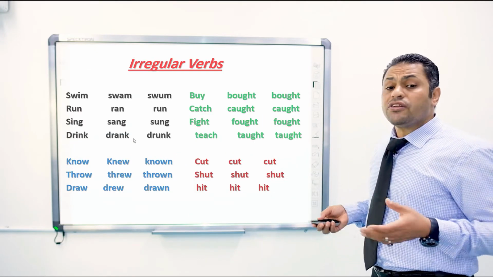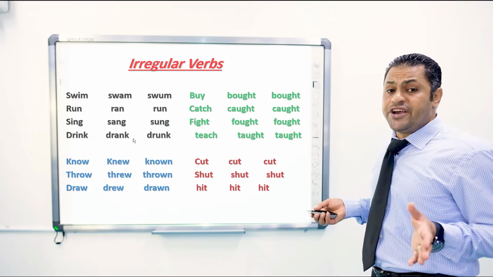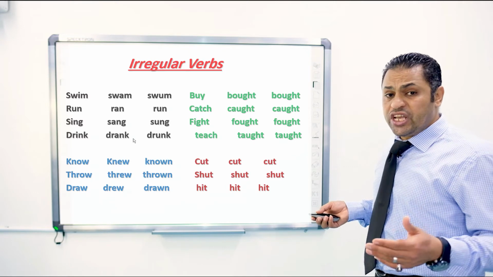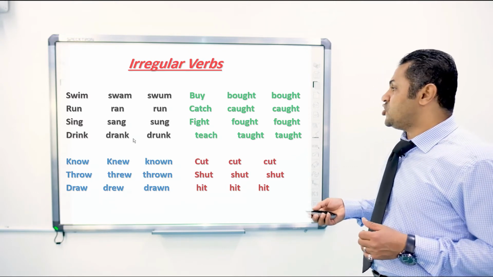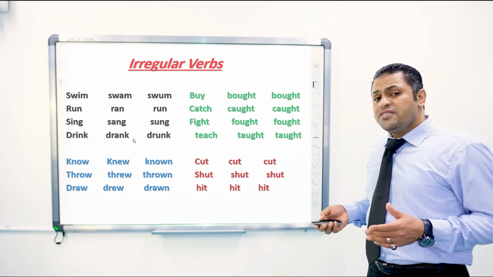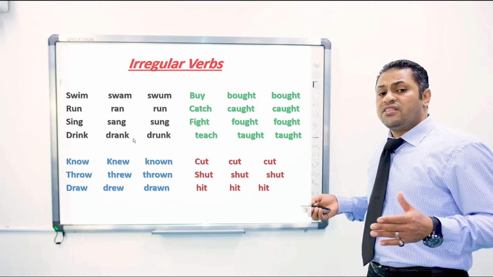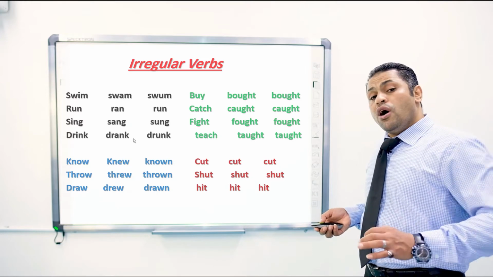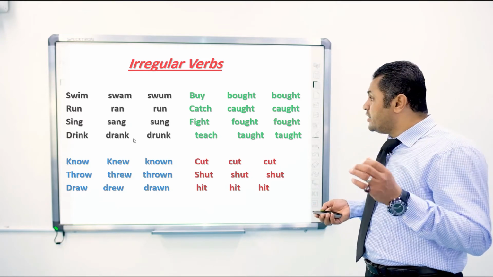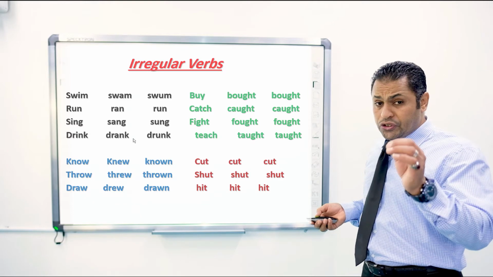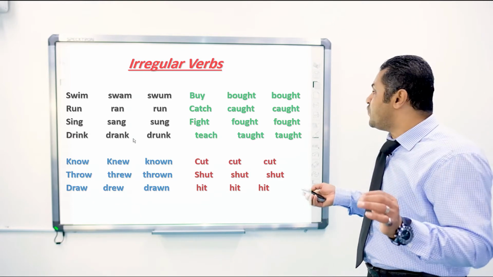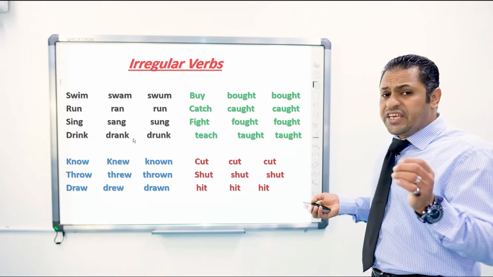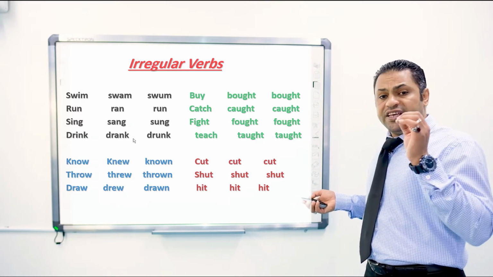What about irregular verbs? Irregular verbs are verbs that change when transferring into the second shape and the third shape, such as these verbs. But there is a problem with the students: they can't keep the shapes of the irregular verbs. Now I give you today the key to keep the irregular verbs easily. What is this secret?